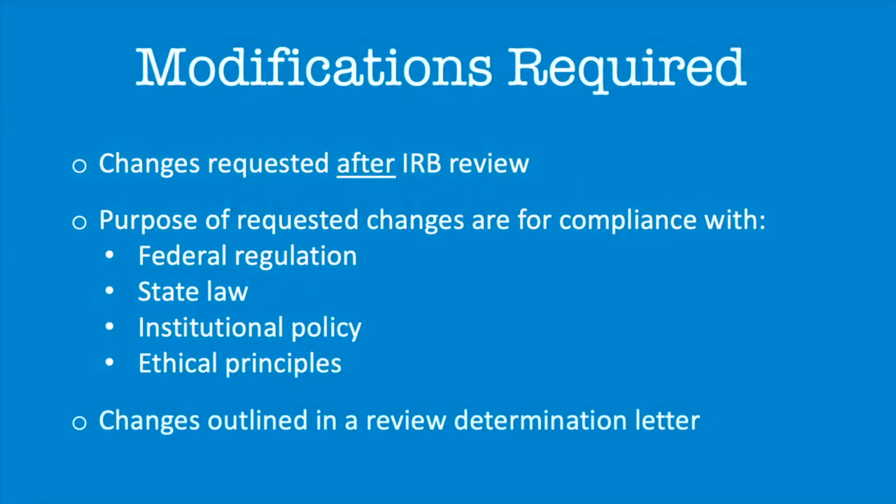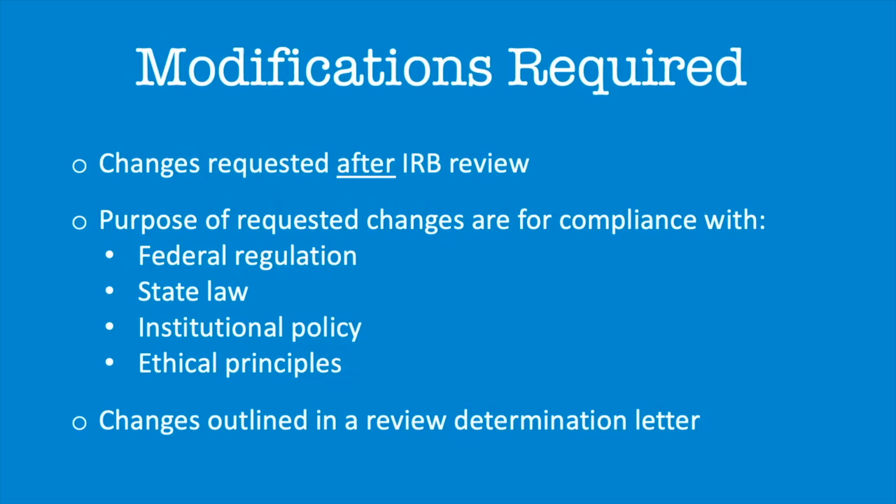After the IRB or a designated member of the IRB has reviewed your application and they have determined that changes and/or information are necessary for the IRB to approve your proposed research activities, they will outline their requests in a determination letter. The designated IRB reviewer or the full board may request changes to the protocol, application, and supporting documents to ensure the proposed research activities are compliant with federal regulation, state law, institutional policy, and ethical research standards.